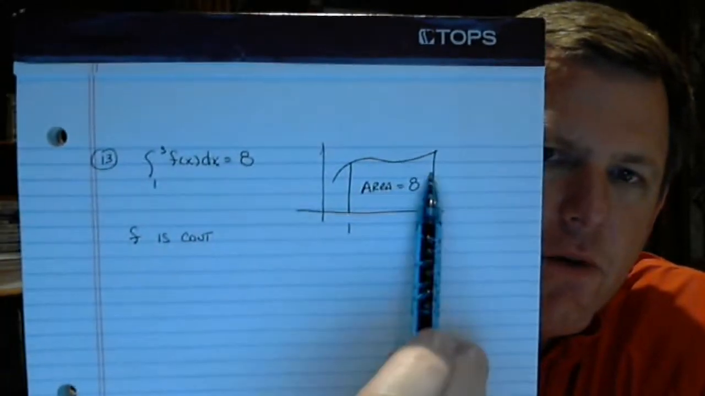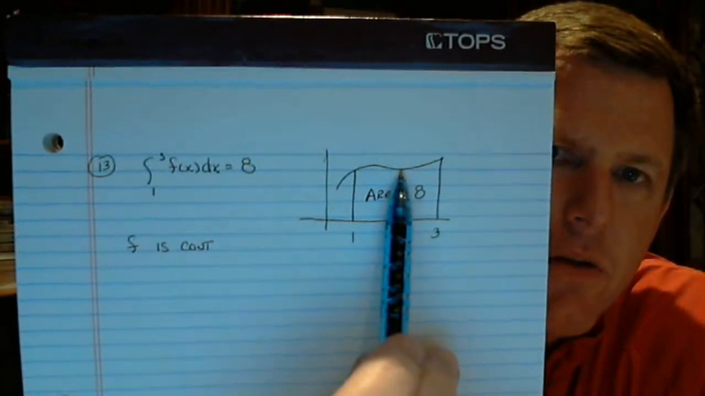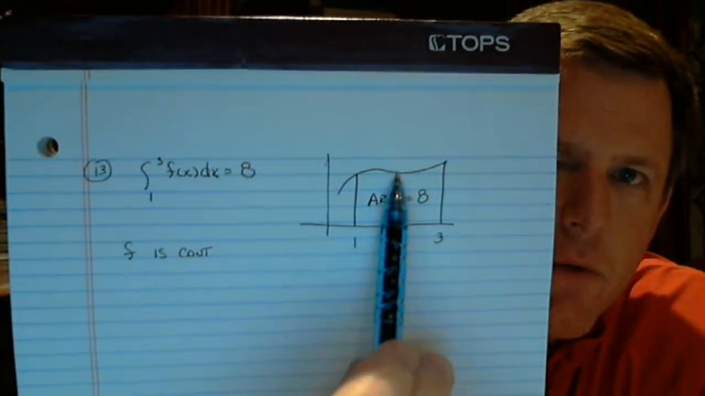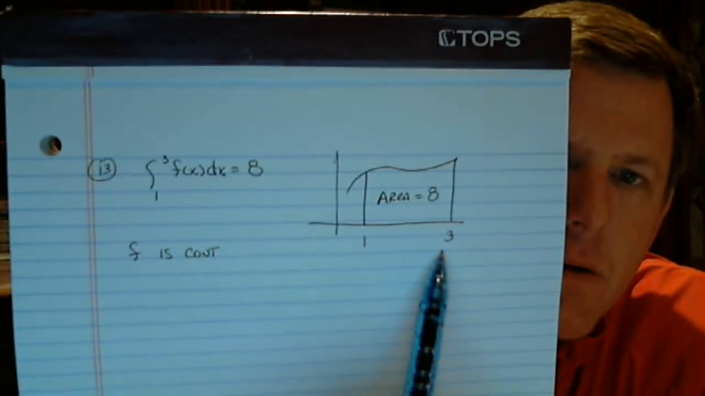I'm supposed to prove that the value of the function here, this function touches 4. Somewhere this touches 4. That's what I'm supposed to prove. Where does that touch 4? Somewhere between here and here.